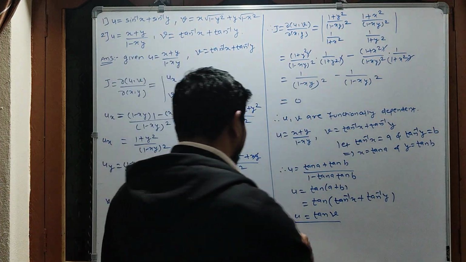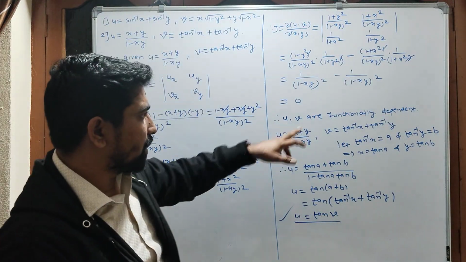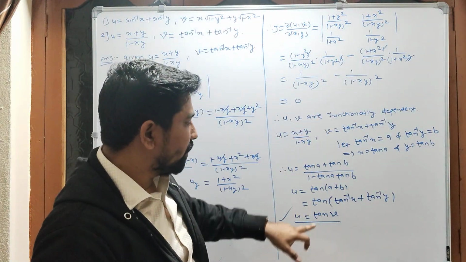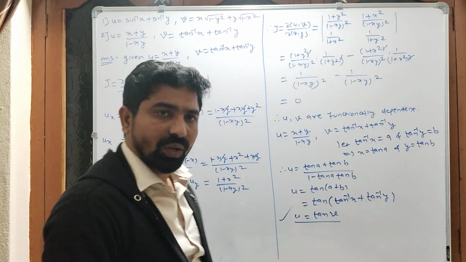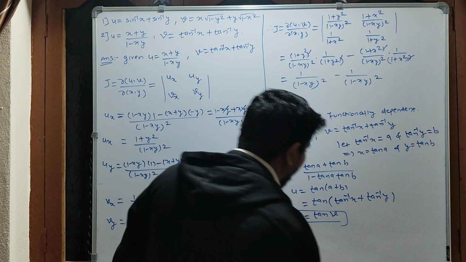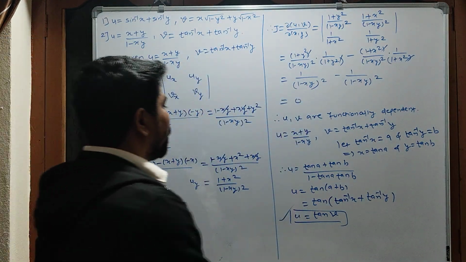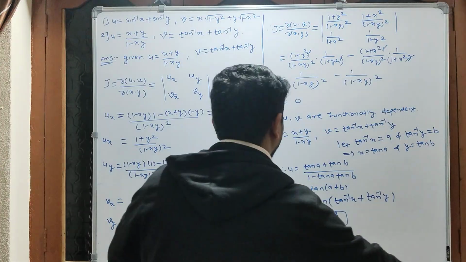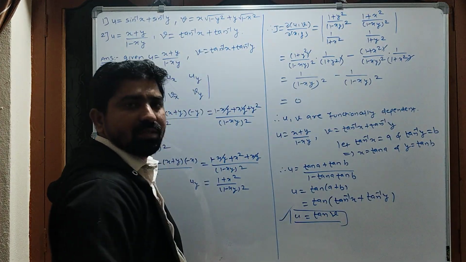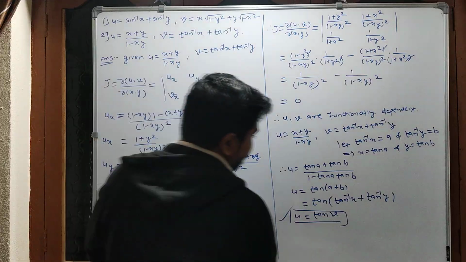So this is my relation between u comma v. Therefore u comma v are functionally dependent, and the relation between u comma v is u equal to tan v. Now I want to solve example 1. This is my example 2, and in the same way I will solve it. Please pause and write this. This example is very important.